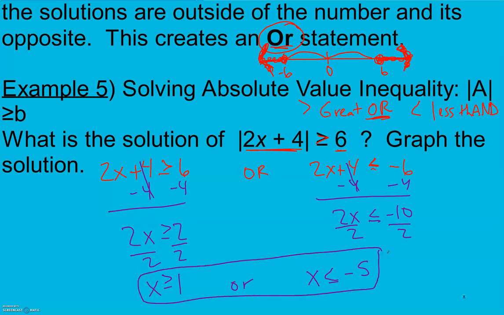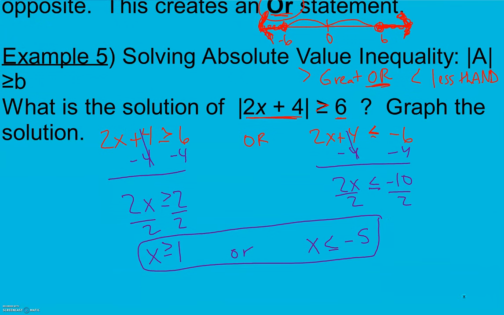And if you check here, are there any numbers greater than 1 that are also less than negative 5? No, so it can't be an and, it has to be an or. As far as our graph goes, at 1, circle, fill it in. I want numbers greater than 1, like 2, for example. And at negative 5, I have a circle I'm going to fill in. We want numbers less than negative 5, like negative 6, for example.